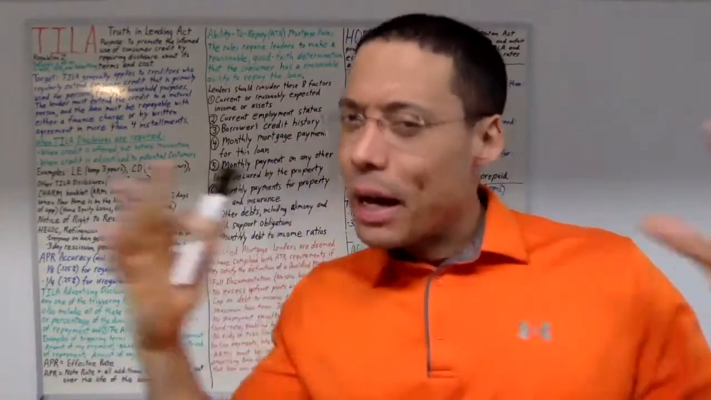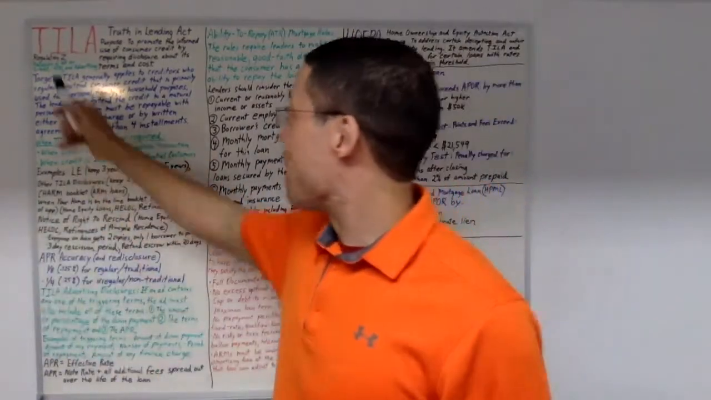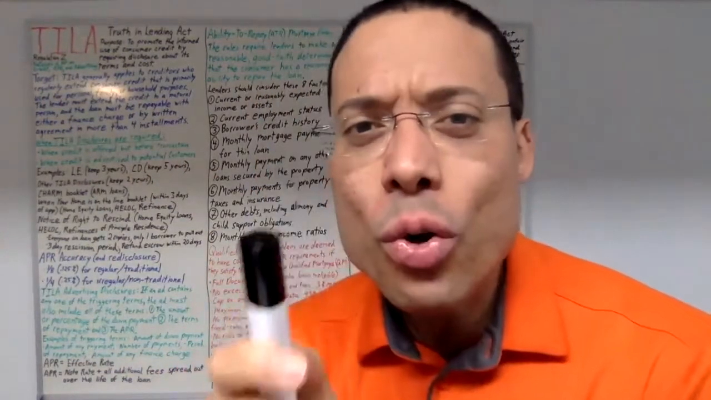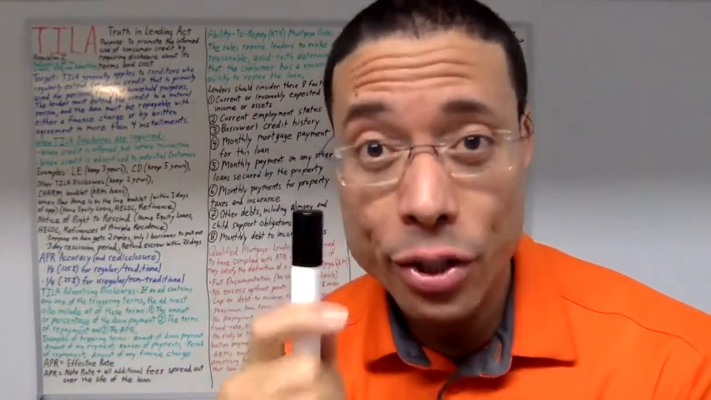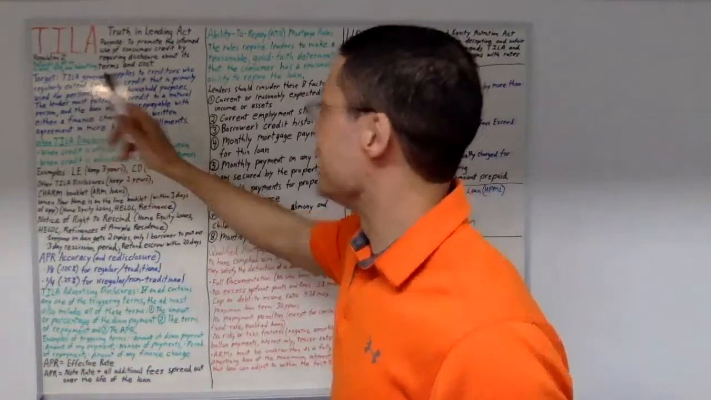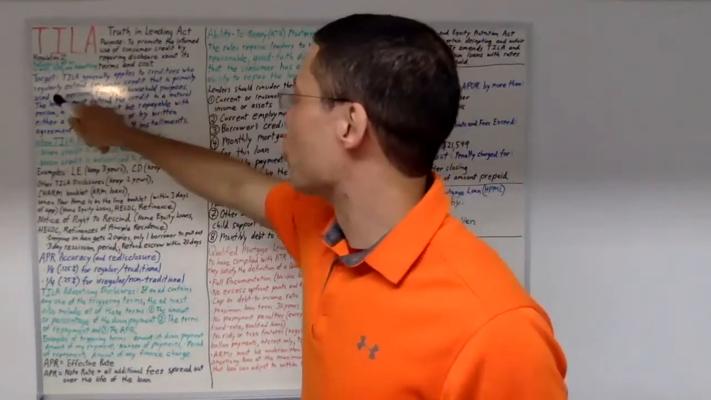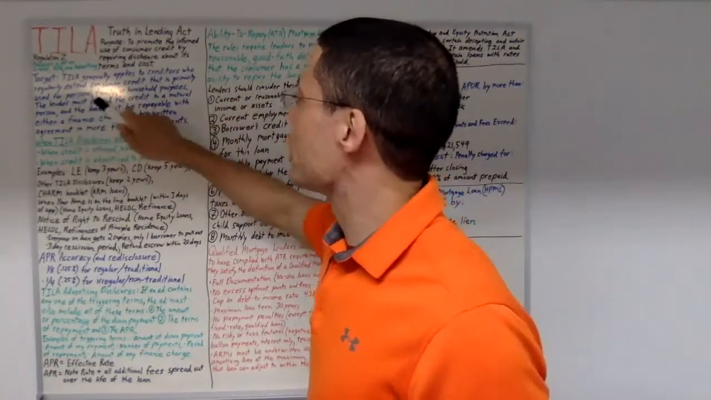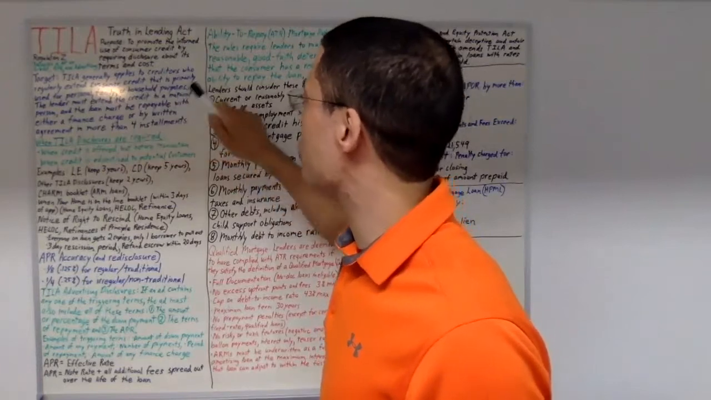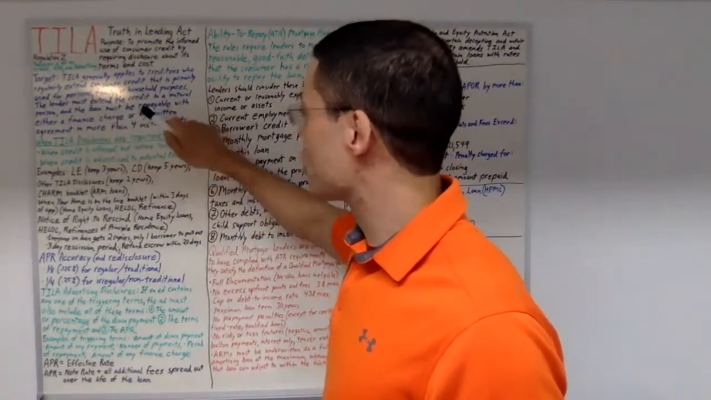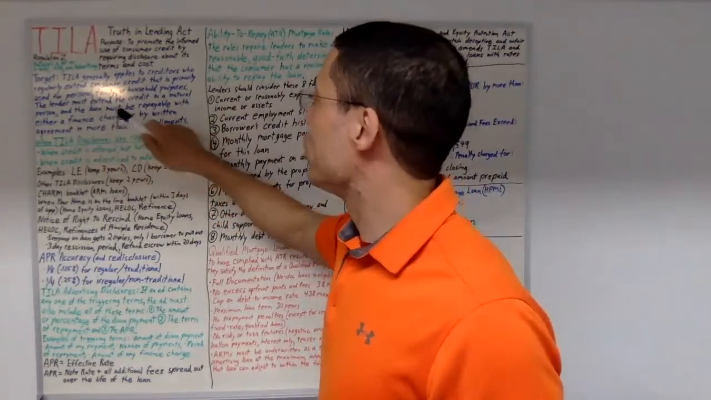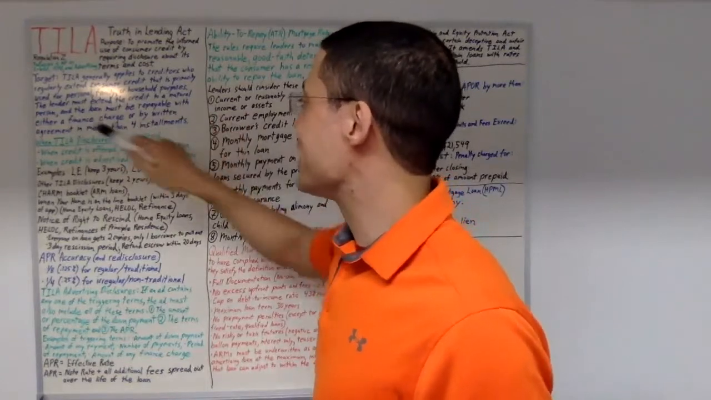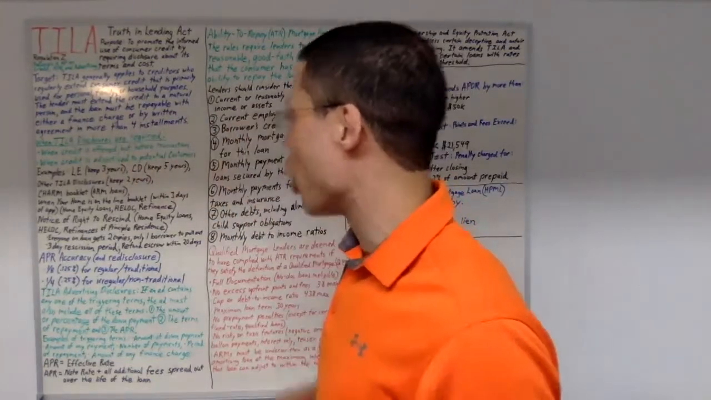Another way to think about TILA is that TILA is about credit, APR, and advertising. Now, question for you. Who does TILA apply to? TILA applies generally to creditors who regularly extend consumer credit that is primarily used for personal, family, and household purposes. The lender must extend the credit to a natural person, and the loan must be repayable with either a finance charge or by written agreement in more than 4 installments.